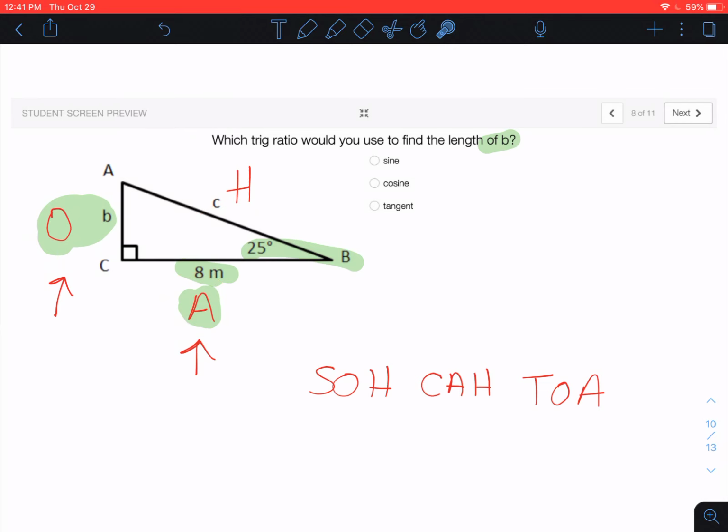Well, we can see here that SOH for sine, that has an H, I can't use that. CAH for cosine, that also has an H, I can't use that. Tangent has the opposite and the adjacent, so that's the ratio that I want to use. So for this question, it's asking which trig ratio would we use to find the length of B. We would use the tangent ratio to find the length of B.